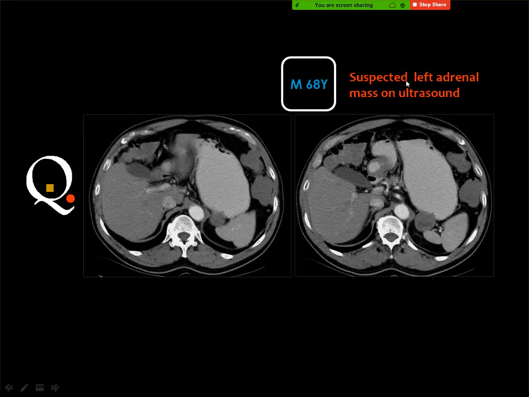This patient is suspected by ultrasound to have adrenal adenoma. Polysplenia? No. This is the lesion, and this is the spleen, which should be similar to the adjacent spleen, but this is the lesion. What do you think?